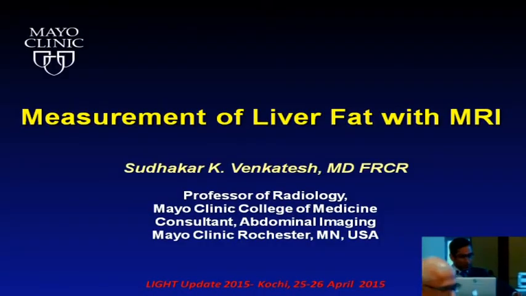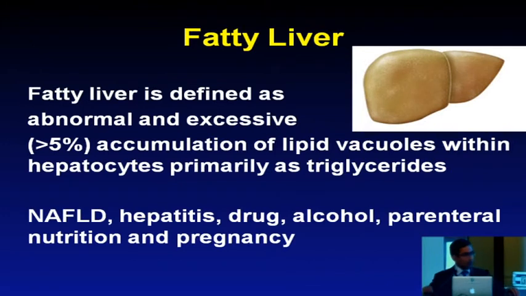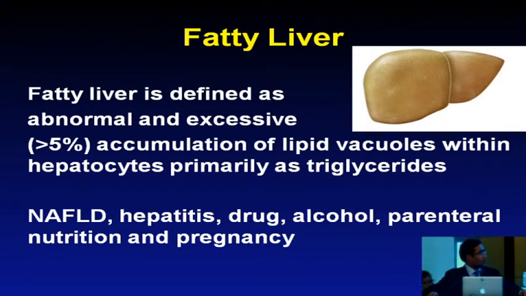So I'll be talking about the measurement of liver fat with MRI. Fatty liver, as most of you here are interested in, I suppose, is defined as abnormal and excessive, that is more than 5% of the hepatocytes with lipid vacuoles within the hepatocytes, primarily as triglycerides.